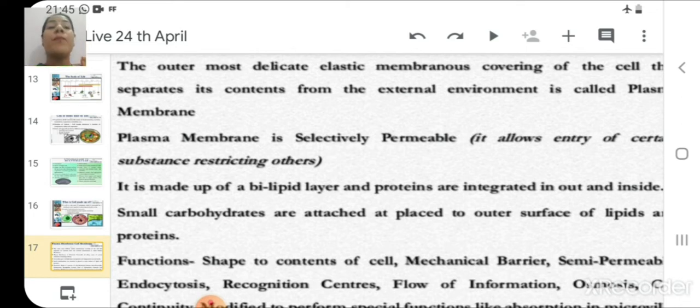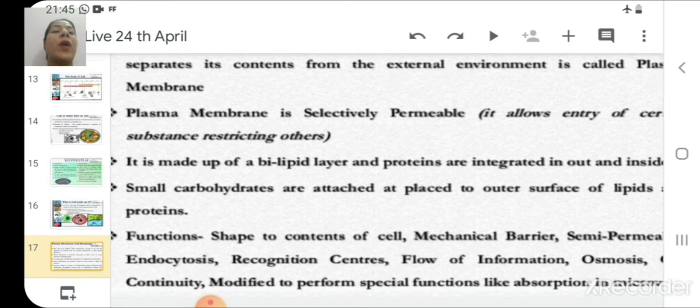It is made up of a bilipid layer. Bilipid layer means it is made up of two layers of lipid and protein. Big protein molecules are embedded inside the two layers of lipids, and this helps in the transportation of some material in and out of the cell. So the plasma membrane helps in entry and exit of some of the molecules or materials inside the cell.